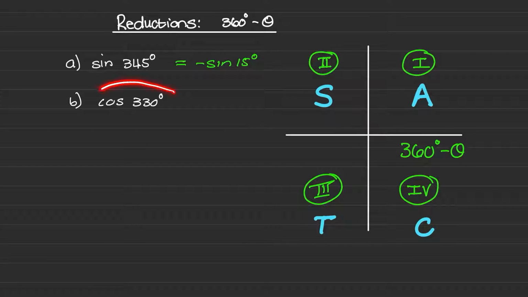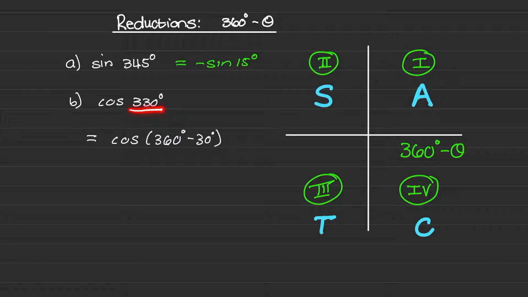In our second example, we have the cosine of 330 degrees. And in this example, we can rewrite 330 as 360 minus 30 degrees. And we know that cosine is positive in the 4th quadrant. So the cos of 330 would be equal to the cosine of 30. And that is a special angle, which is equal to the square root of 3 over 2.